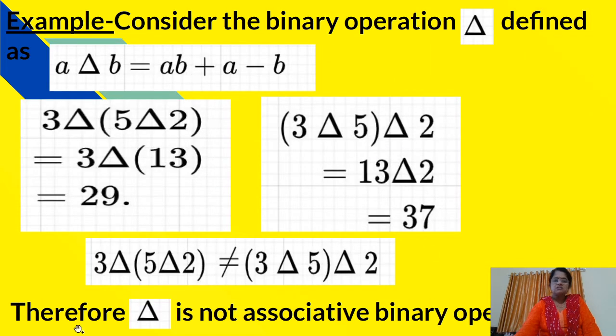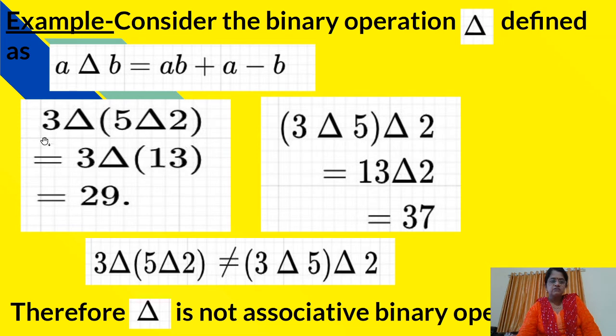Now consider the next example. The binary operation triangle is defined as A triangle B is equal to AB plus A minus B. Now we will check whether this binary operation is an associative binary operation or not. Now take the value of A as 3, value of B as 5, value of C as 2.